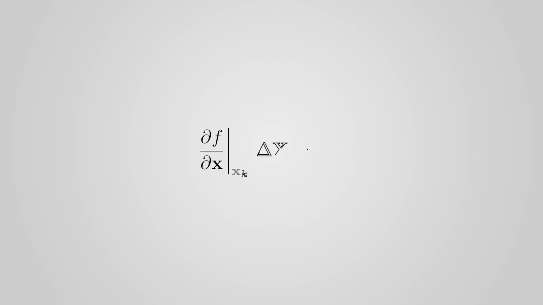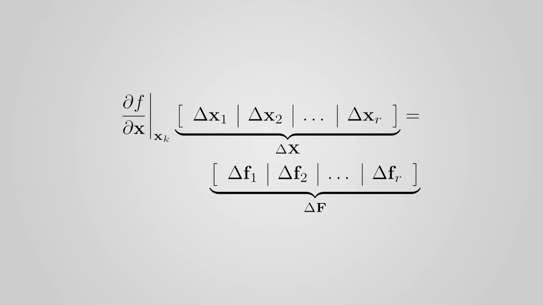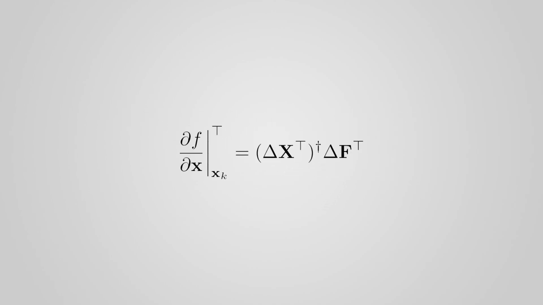To start, let's think about how a derivative matrix can map a matrix of tangents, labeled as delta x, to a matrix of Jacobian vector products, labeled as delta f. Each column in the delta x matrix is an individual tangent vector labeled as delta x sub i, and each column in the delta f matrix is a corresponding Jacobian vector product, labeled as delta f sub i. If we are given delta x and delta f matrices of sufficient rank and size, we can use the pseudo-inverse to solve for the derivative matrix.